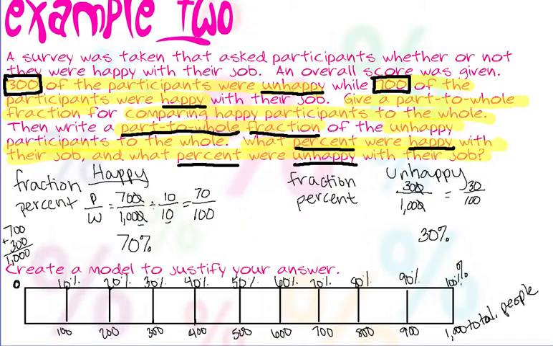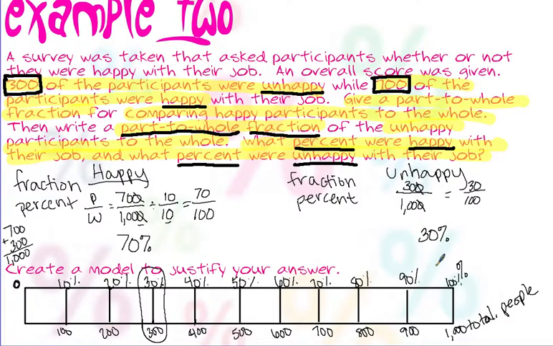All right, so what I can do now is I can justify my answer by looking at how many people I have and what percentage they line up with. So if I look at the number of unhappy participants, we know there were 300. And I know that 300 lines up with the 30%. So what that means is 300 out of the 1,000 is equivalent to 30%. So I could say 30% of people were unhappy with their jobs.